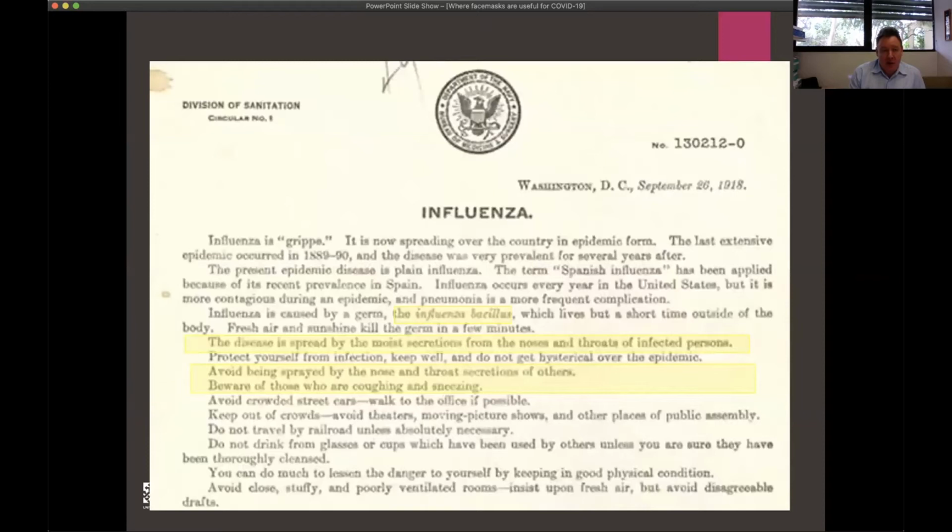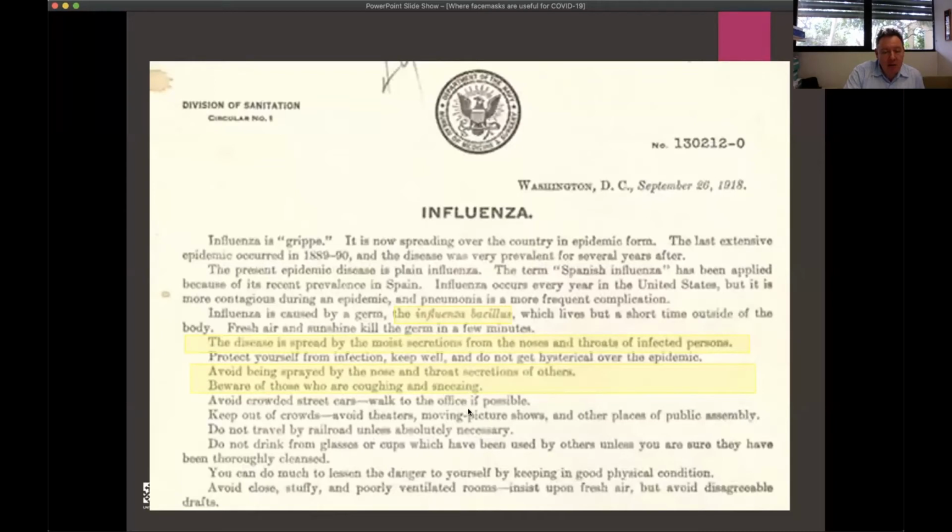This is the slide I actually thought was coming next, and this will be of interest to Tamsin. This is our understanding of aerosolization of respiratory viruses. It relates to influenza, and this document is over 100 years old. If Zoom lets me move this little thing, which it does, good. What I'd like to point out here is that 100 years ago, they said the disease is spread by the moist secretions from the noses and throats of infected persons. Avoid being sprayed by the nose and throat secretions of others, and beware of those that are coughing and sneezing.